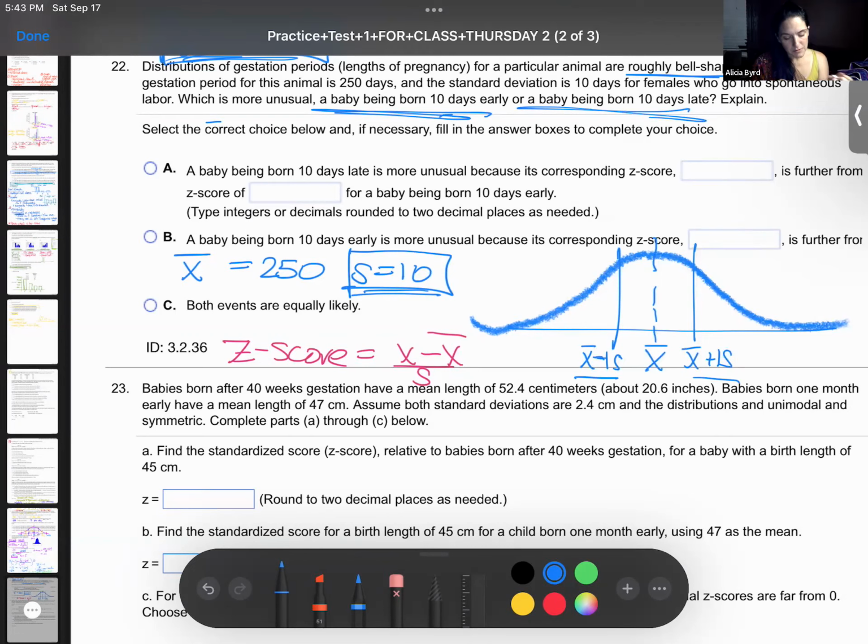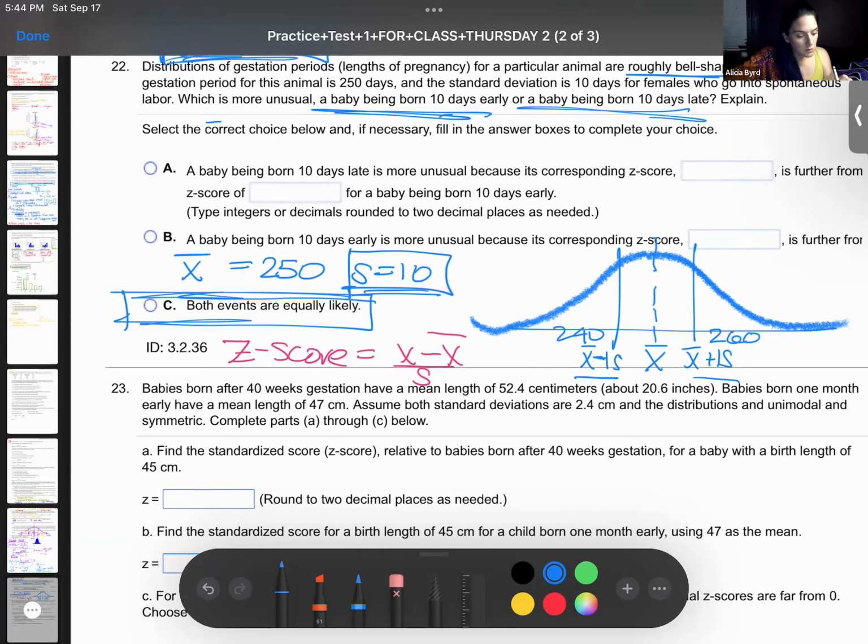Well, since they're both one standard deviation away, both of them have the same unusuality, if you will. They're equally likely. Because they have the same probability of occurring, both of these are going to be equally likely outcomes, okay? Because they're both within one standard deviation of our mean. So if 250 is here, having a baby that's born at 260 days or having a baby that's born at 240 days are both equally likely to occur if it's symmetric. Bell shape would be symmetric, and it's also unimodal. So that's the things that we got from that part, okay?